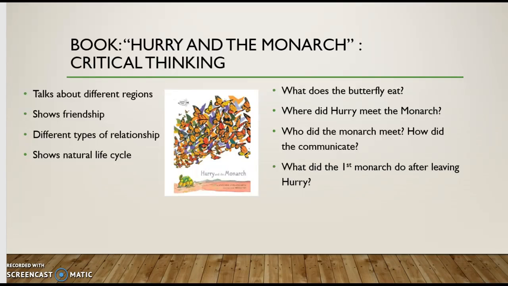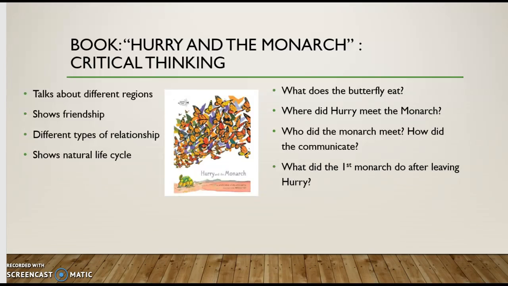Then the next day we're going to go on to a book called Harry and the Monarch. With this, there's a little bit more critical thinking. So it gets them listening to the story. And the book talks about so many different things. It talks about different regions that the butterfly is traveling. It takes place in Texas. And it shows also friendship, how to make friends, or how you meet different people, and different types of relationships in this short time in this story. It shows the natural life cycle of animals, or the butterfly specifically.